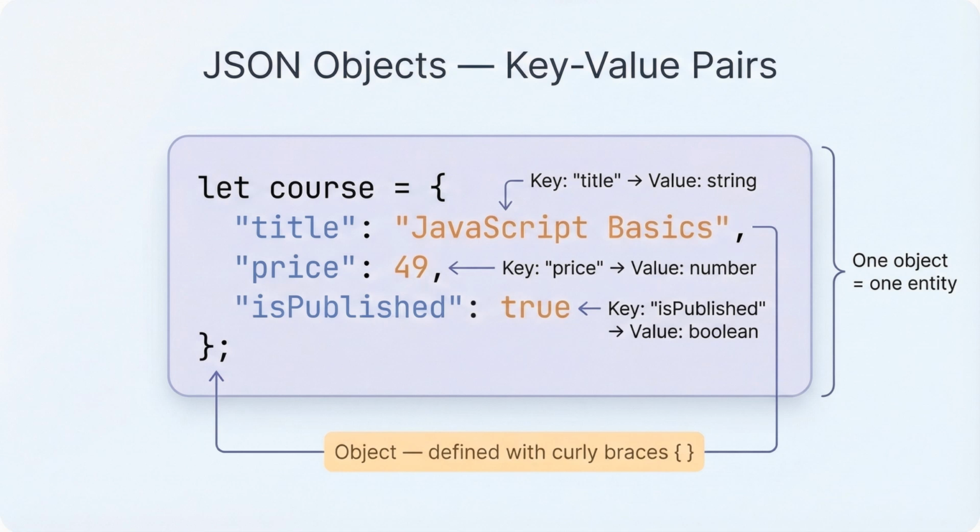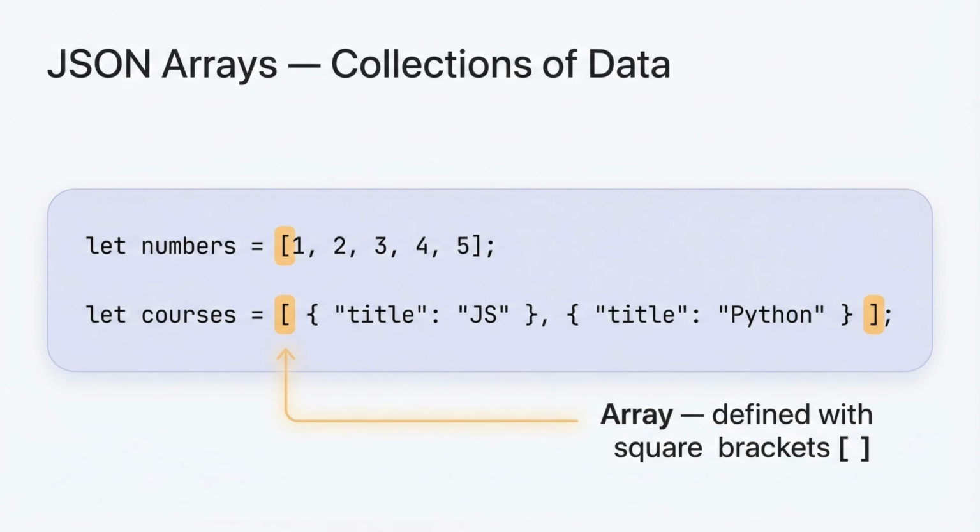a course record. When you need to store multiple items of the same type, you use an array. Arrays are defined with square brackets and can hold any number of values separated by commas. A simple array might be a list of numbers. A more complex array might be a list of objects, for example, a collection of course records, where each course is its own object with its own properties. Arrays are perfect for representing lists, feeds, or search results.